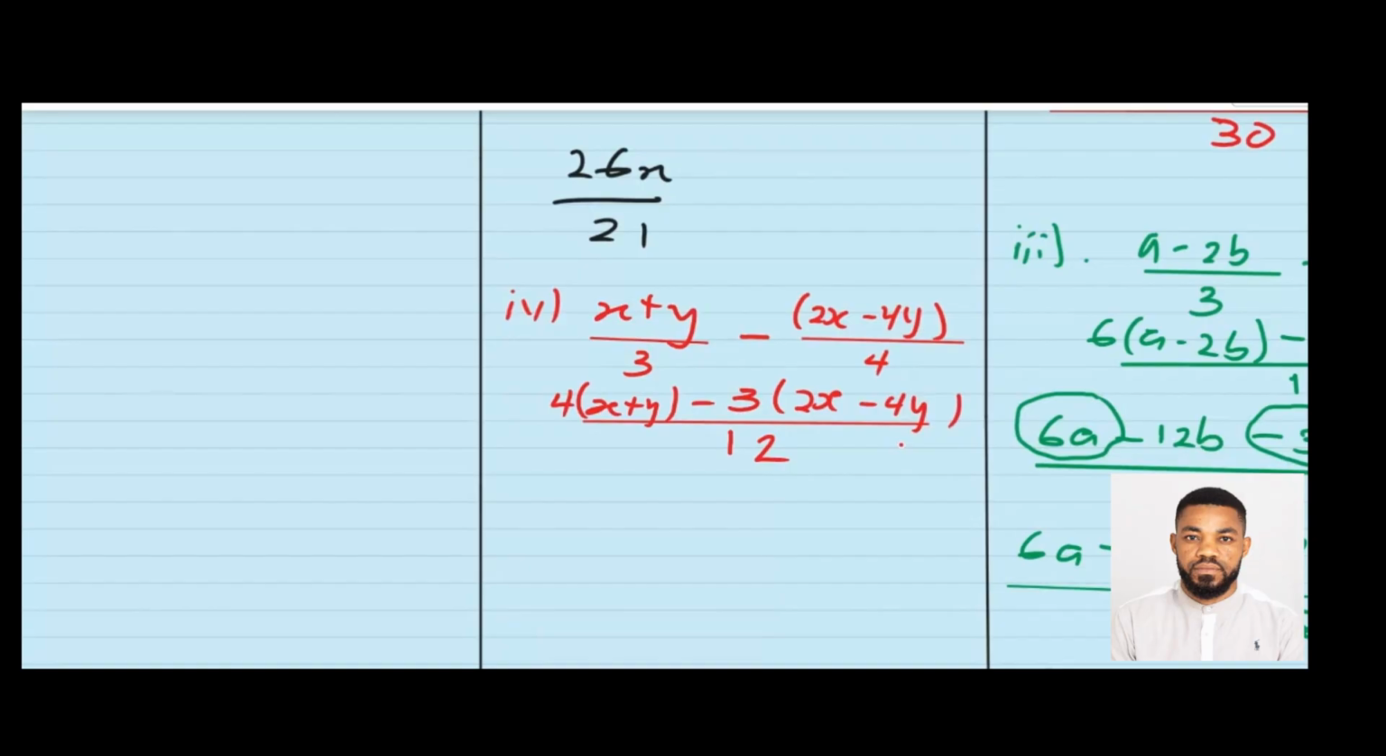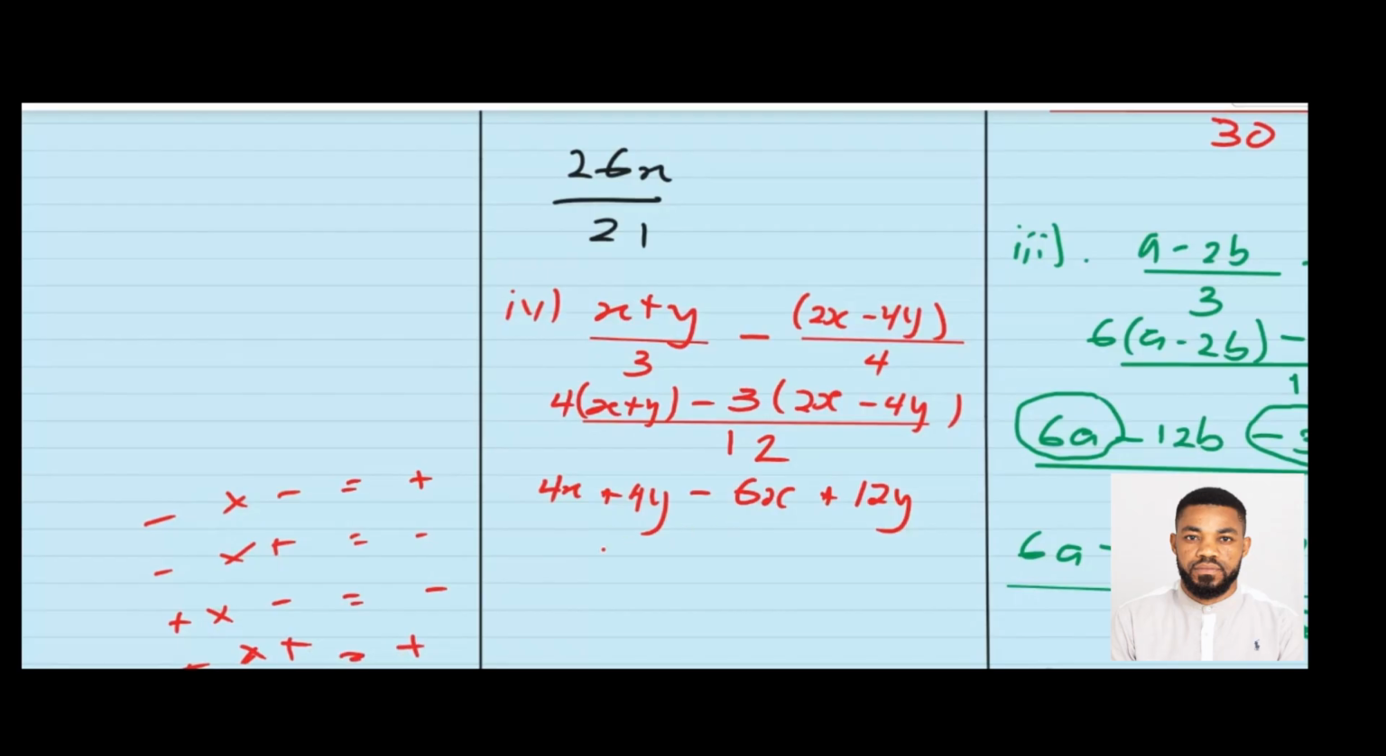And then we can multiply. 4 times x is going to be 4x. And then 4 times y is going to be 4y. Negative 3 times 2x is going to be negative 6x. And then negative 3 times negative 4y is going to be positive 12y. Remember that negative times negative will give us a positive answer. And then negative times positive will give us a negative answer. Also, positive times negative will give us a negative answer. And then positive times positive will give us positive. So take notice of that.